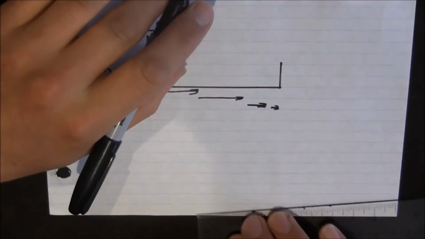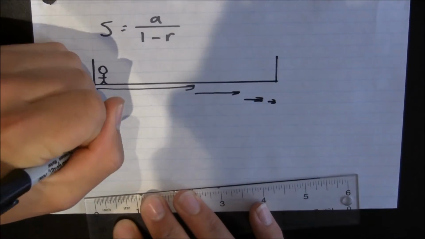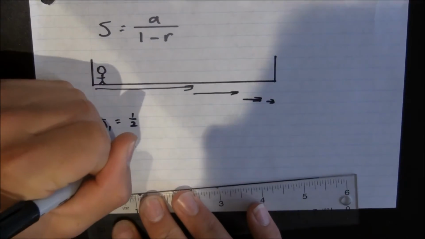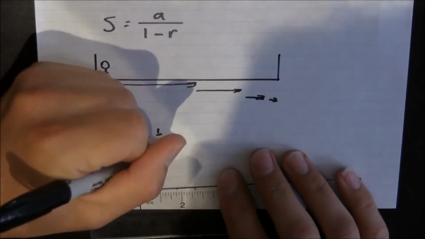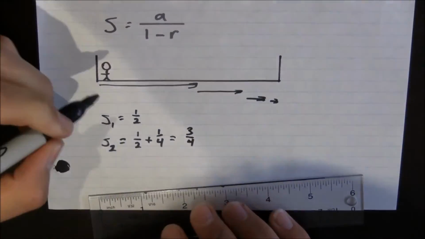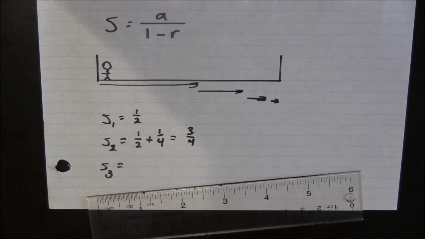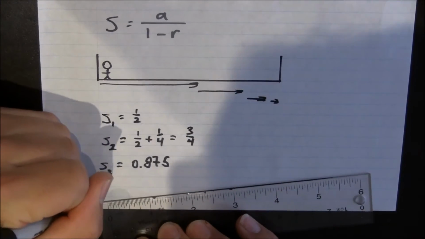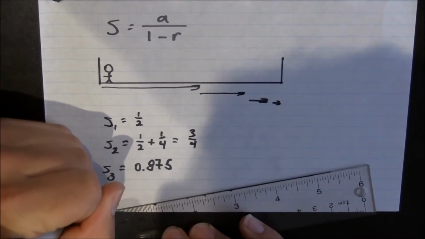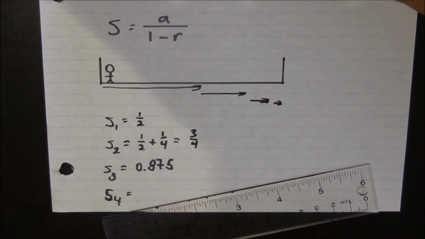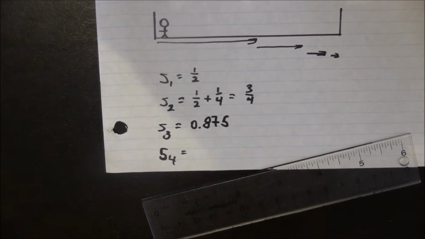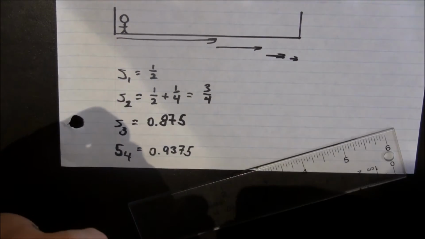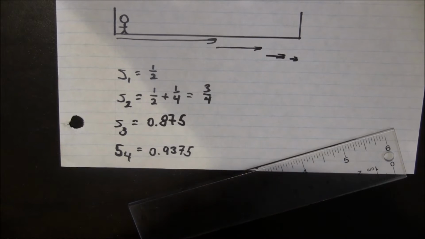So if we were to represent this as a series, we would say S1 is 1/2 because he walked half the distance, and then S2 is 1/2 plus 1/4, and that would be 3/4. And then S3 would be 1/2 plus 1/4 plus 1/8, so in decimal that'd be 0.875. And then S4 would be 1/2 plus 1/4 plus 1/8 plus 1/16, which is 0.9375. Now, what happens as that approaches infinity? Well, the sum to infinity of that is 1, so he eventually does reach the wall.